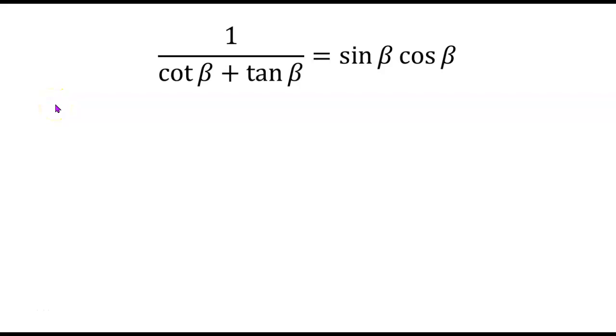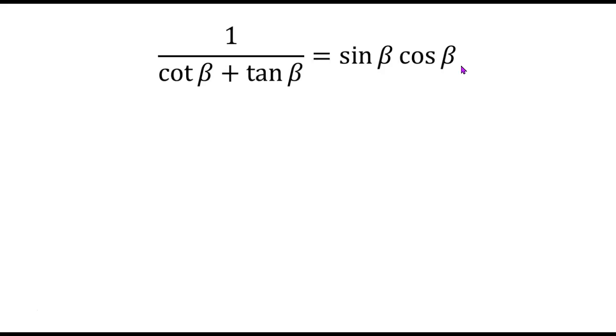Okay, one last example that we didn't have time for in the last video. We're going to verify the trigonometric identity 1 over the cotangent of beta plus the tangent of beta equals the sine of beta times the cosine of beta. So in case you were wondering, that funny looking thing is the Greek letter beta.